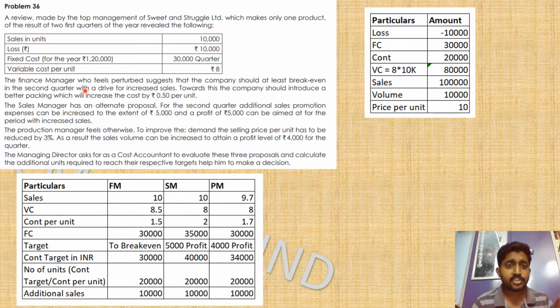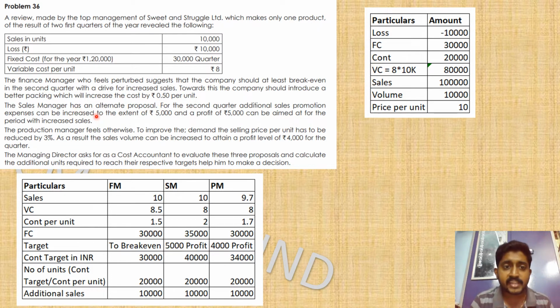Okay, so the finance manager, who feels perturbed, suggests that the company should at least break even. So the finance manager's aim is to break even in the second quarter with a drive of increased sales. Towards this, the company has to introduce a packing and increase the cost by 0.5. So packing is a variable cost. What the finance manager is saying is, if you do a good packing, because of the good packing the company can achieve break even. The cost is going up, your sales volume will also increase because of the new packing, and the company can achieve break even. So according to him, the target is only break even.